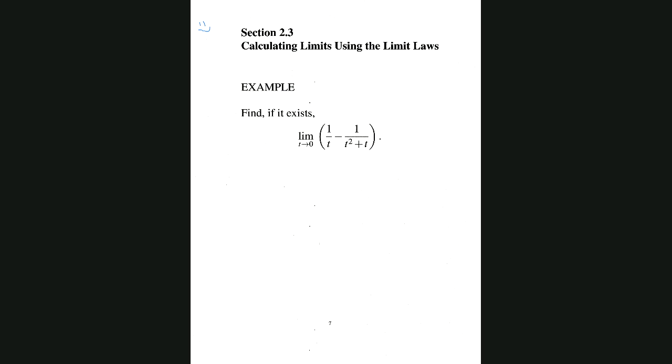Okay, so we want to find the limit if it exists. You notice I'm always saying if it exists. We want to find the limit as t approaches 0 of 1 over t minus 1 over t squared plus t. So this is a new situation. You've never computed this limit before. So we have to think of what to do.